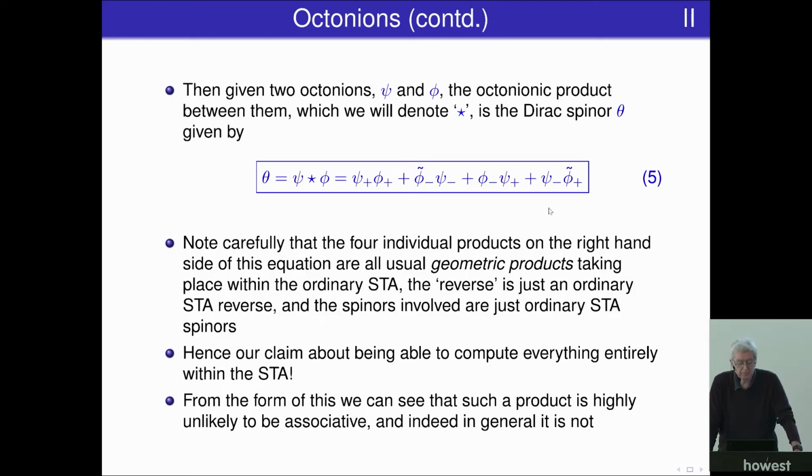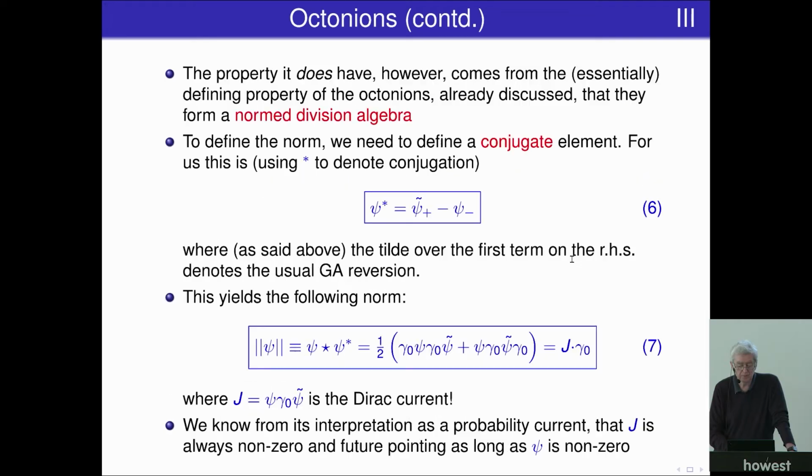And you should note carefully that the 4 individual products here are all usual geometric products taking place within the ordinary STA, and the reverse here is just an ordinary STA reverse, and the spinors are just ordinary STA spinors. Hence our claim about being able to compute everything entirely within the STA. Now, from the form of this, you can see such a product is highly unlikely to be associative. Indeed, in general, it's not.